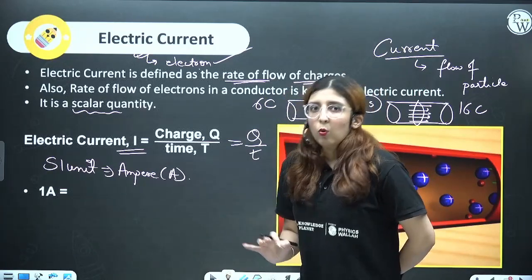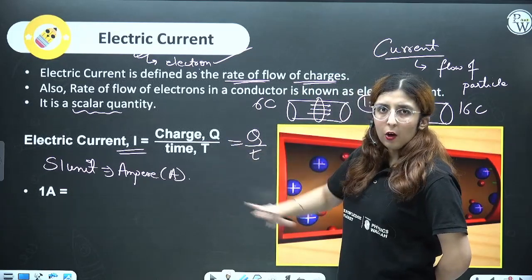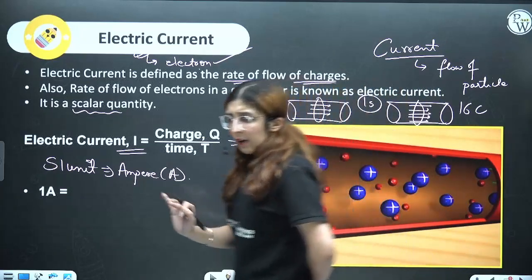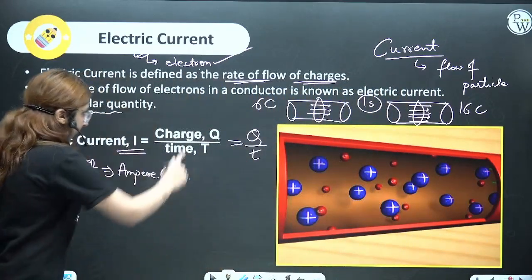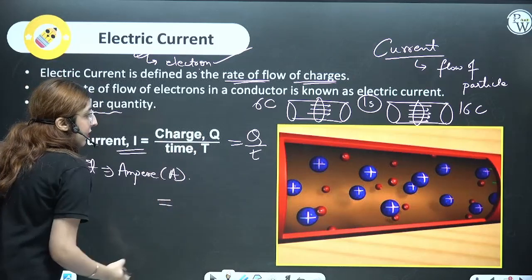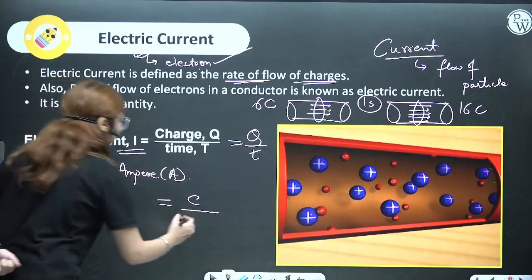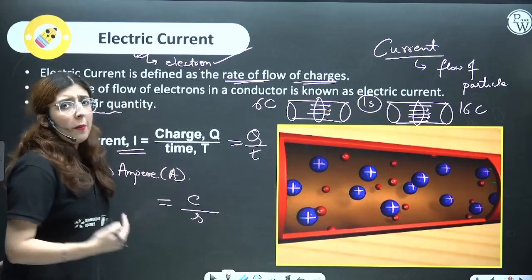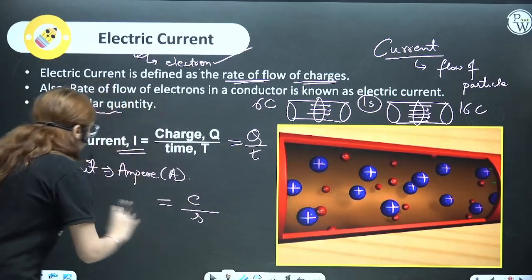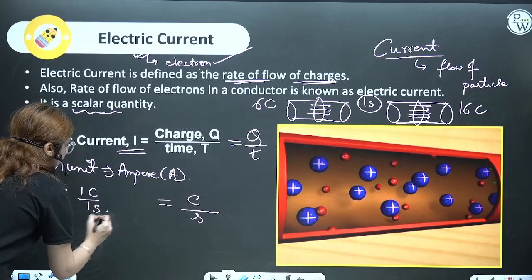Now, if you look at the formula itself, you are going to say, ma'am, you are saying ampere, but from the formula, if we look closely, we can see that charge SI unit is coulomb, time SI unit is second. So from the formula we are getting one more unit, that is coulomb per second. Yes kids, 1 ampere is nothing but 1 coulomb by 1 second.